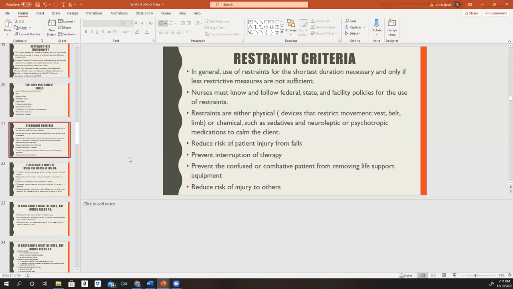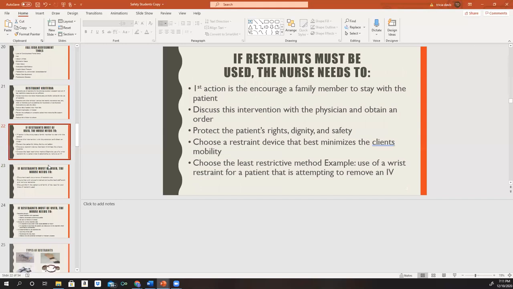You want to prevent interruption of therapy. So if they're pulling out their IVs and their catheters, they're not getting the treatment that they need to be able to get better. You want to prevent the confused and combative patient from removing life support equipment. And then you want to reduce risk of injury to not only yourself, but the patient and others.